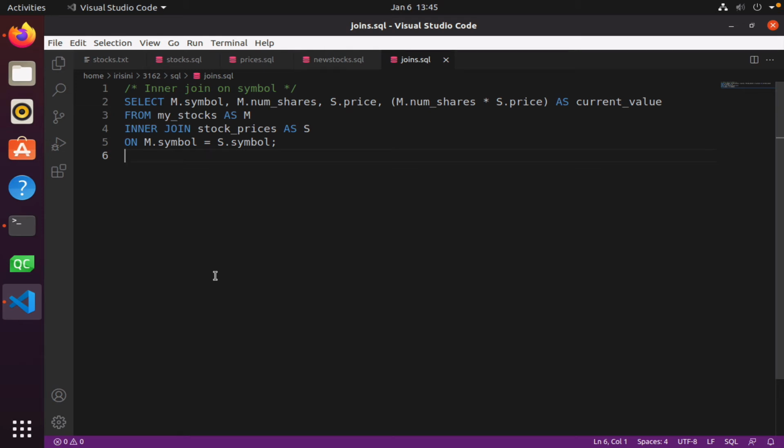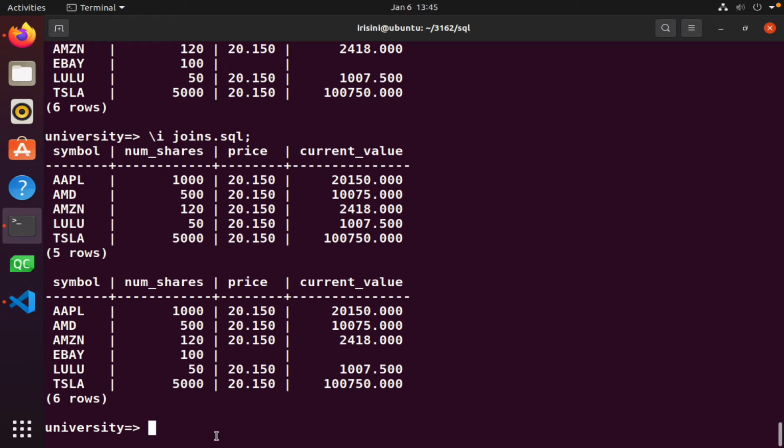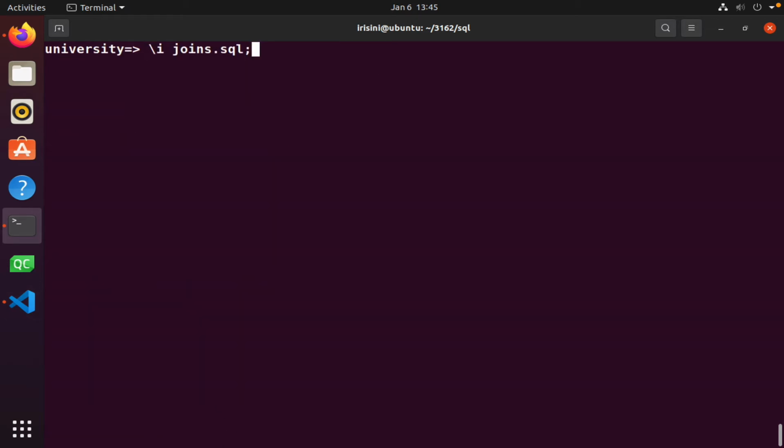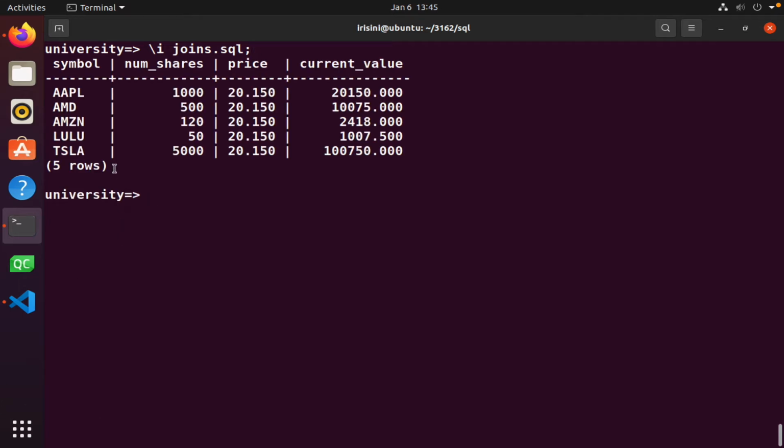Okay, welcome back to our discussion on joins. So in the last lesson, we mentioned that if there were not matching rows or columns in both tables, then the DBMS would not include those in the result. All right, so if we check again, Control L, we see that eBay was not included.